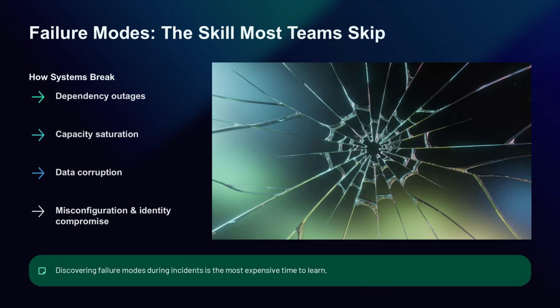With criticality understood, you now design with failure modes in mind. Failure modes are the ways your system can break, such as dependency outages, capacity saturation, data corruption, misconfiguration, identity compromise, and integration failures. Many organizations only discover failure modes during incidents, which is the most expensive time to learn. As an enterprise architect, you make failure modes visible early so that containment, recovery, and fallback behaviors become part of the design intent, not a late addition.